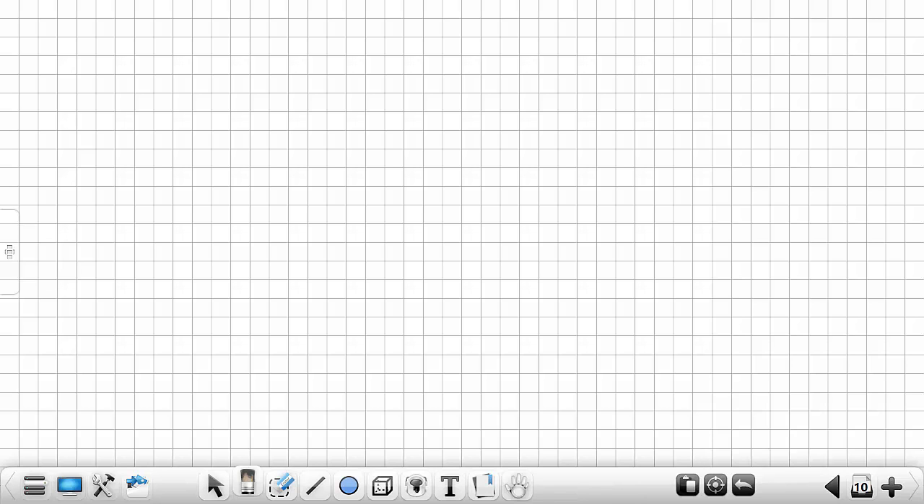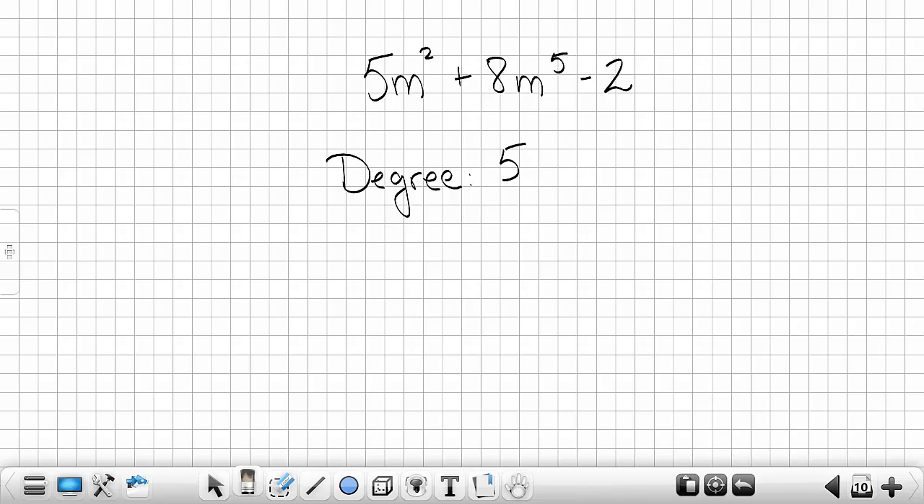For example, state the degree and the leading coefficient of 5m squared plus 8m to the 5th minus 2. So we want the degree. What is the degree of that? That is the highest exponent, Tamaya. 5. The degree is 5. That's the highest. Easy stuff. We've done this before. That's why today's starting off easy.